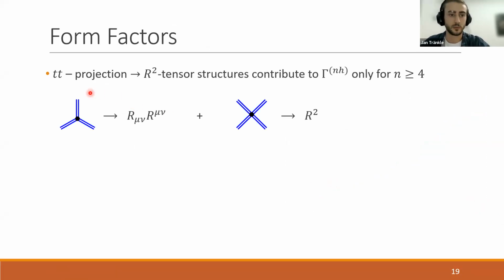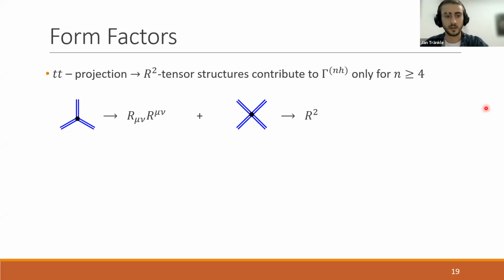And to this end, we can use a projection, namely on the transverse traceless part. And this has the advantage that the tensor structure generated by a Ricci scalar squared only contributes for the 4-point function and higher. So for the 3-point function in particular, it drops out. So by computing the 3-point function, we can extract the information on the form factor for the Ricci tensor squared. And then in combination with the 4-point function, we also get the information on the Ricci scalar squared.